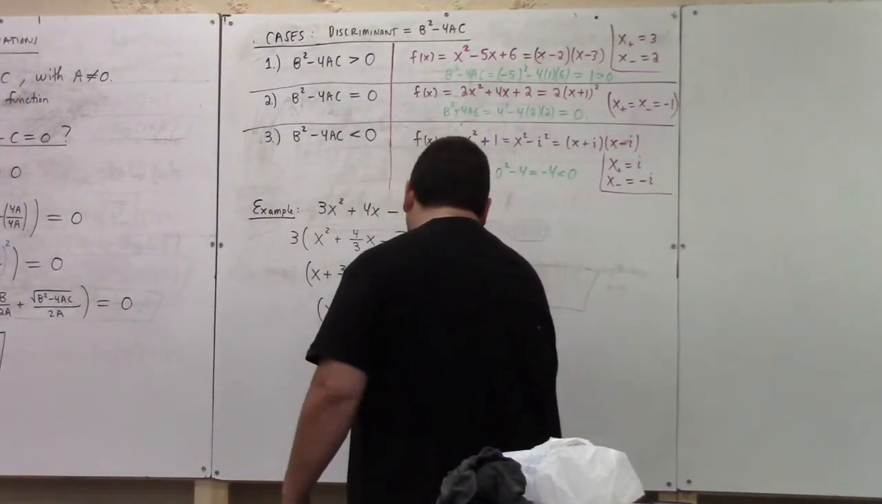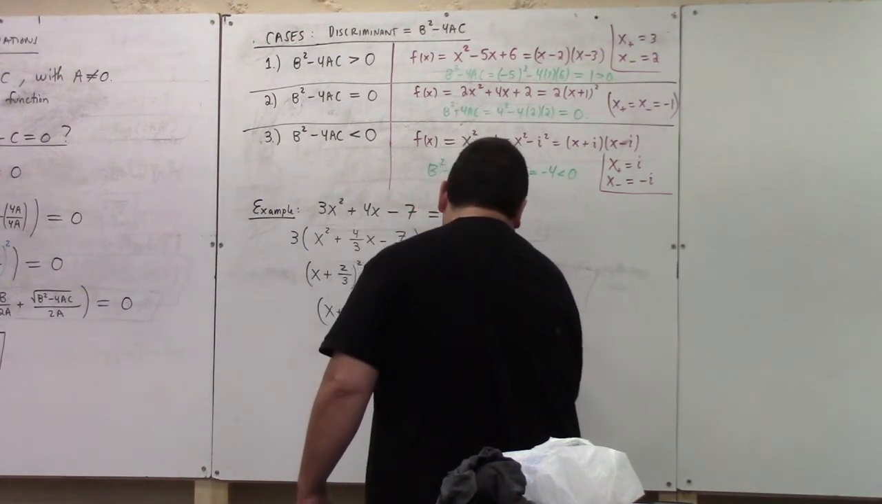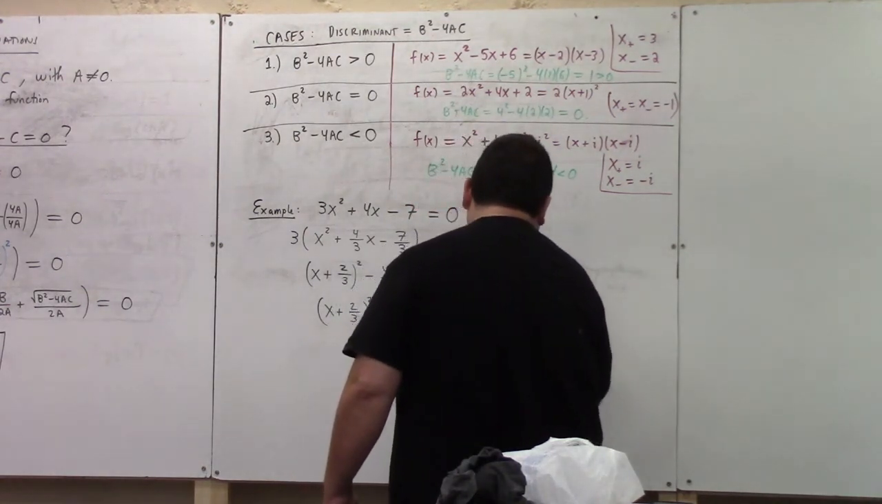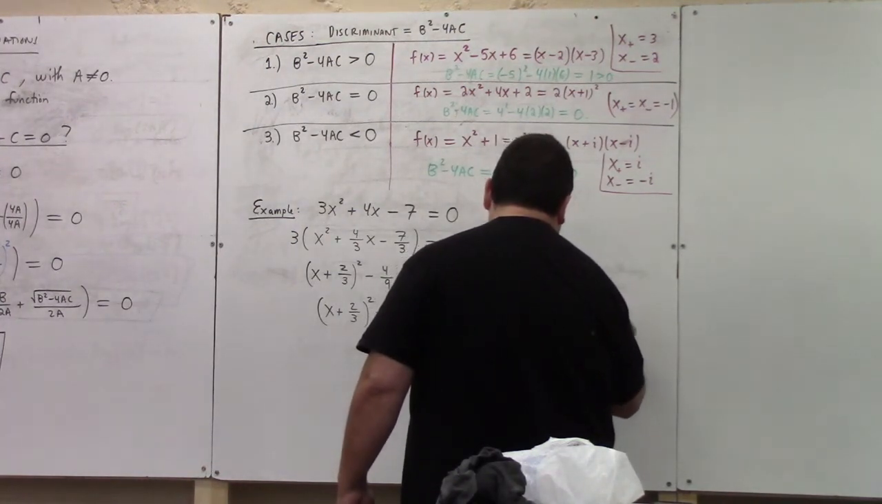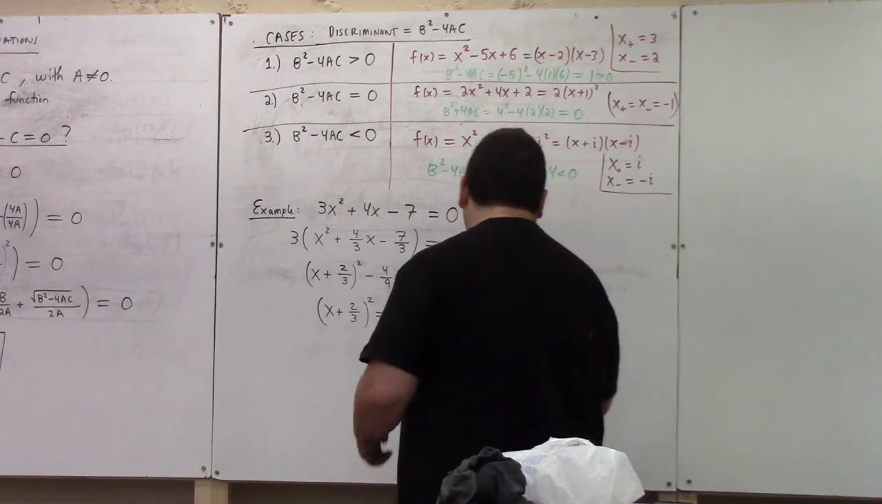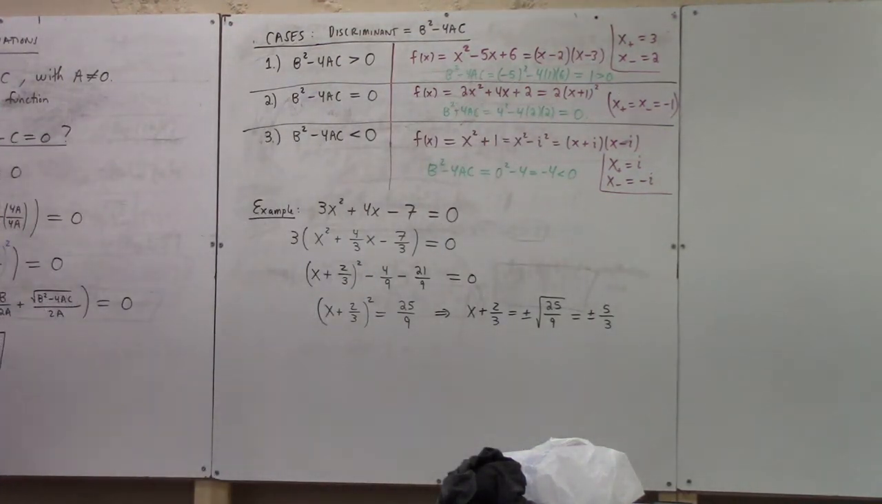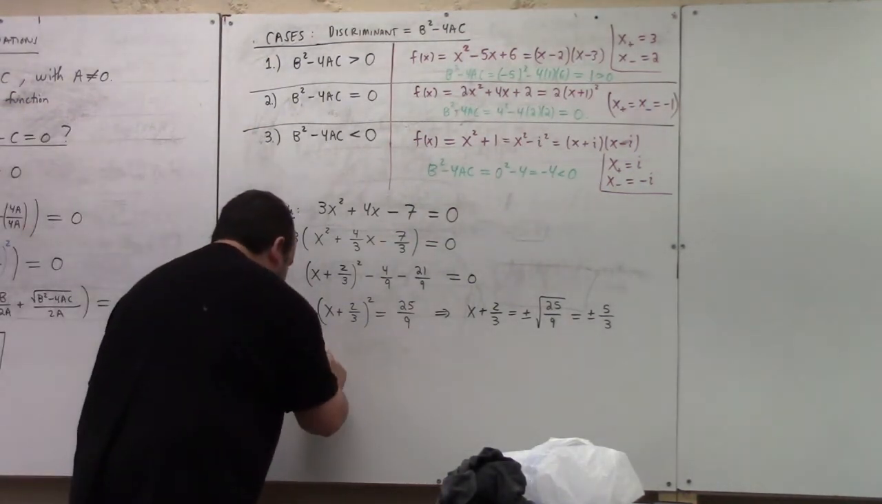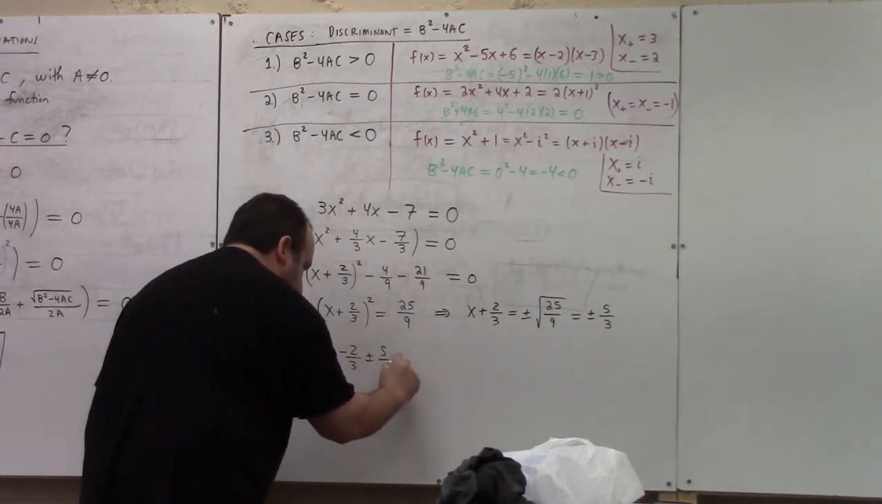So this says that x plus 2/3 is equal to plus or minus the square root of 25/9. Well, that's pretty cool because that's just plus or minus 5/3, right? Because the square root of 25 is 5 and the square root of 9 is 3. And so what we got is x equals minus 2/3 plus or minus 5/3. What does that work out to?